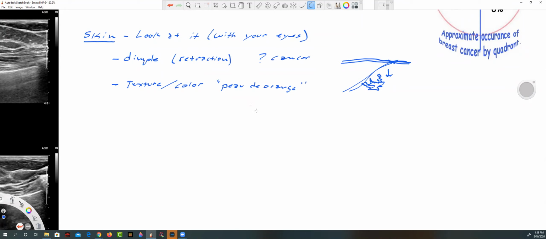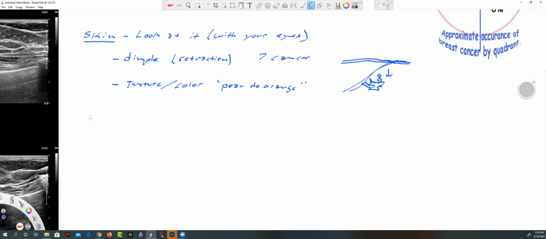And what happens is that there is massive inflammation and edema from certain kinds of cancer that causes the breast to swell, and every single hair follicle, all those tiny little hair follicles, stay put while the skin is edematous around it, and it kind of looks like an orange peel. So that's something else we look for.